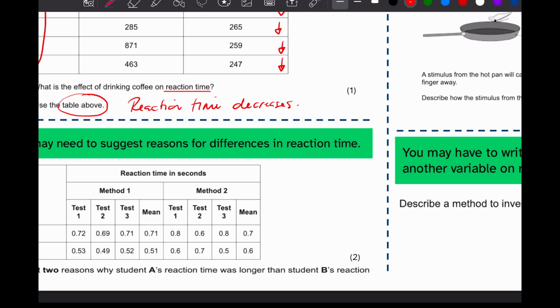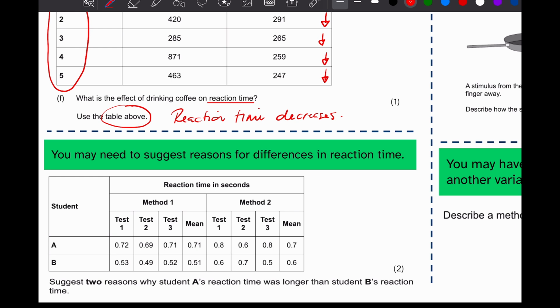Okay, the next question I've looked at, again, we've been given a table. Now this is a bit more tricky because there's a lot more going on in our table. We've got 2 students, student A and student B. And what we've done is they are, again, investigating their reaction time. And they've done 2 different ways of doing it. We're not told what those 2 different ways are. It's not important for the question. What we can see is that they have repeated our test 3 times and then they have calculated mean results.